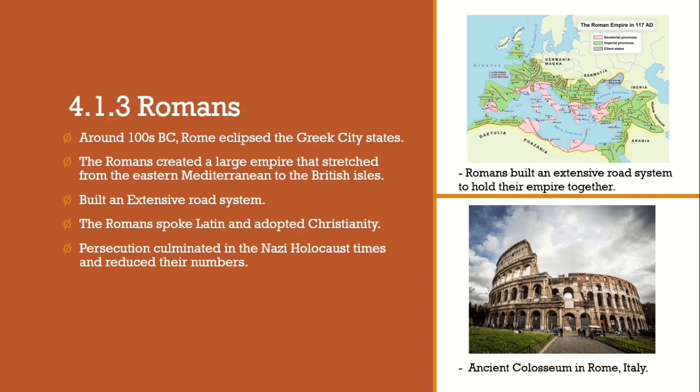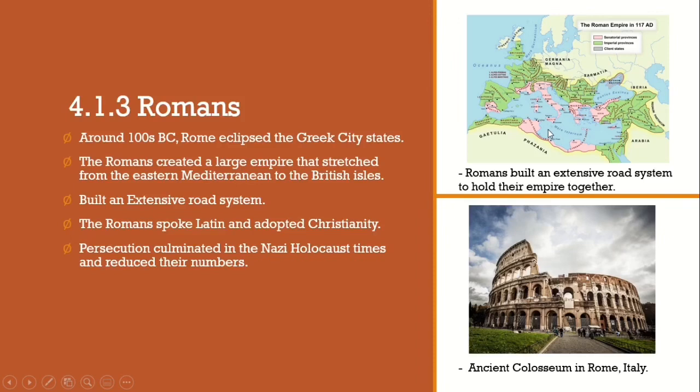Moving to the Romans, around hundreds of years BCE, the Romans eclipsed the Greek city-states. So during that time, the Romans came to the Greek city-states, and the Romans created a large empire that stretched from the eastern Mediterranean through the British Isles. The Romans also had the chance to build an extensive road system because at the time Rome was so strong and had conquered a lot of lands.